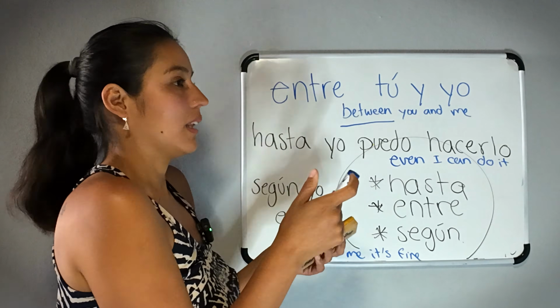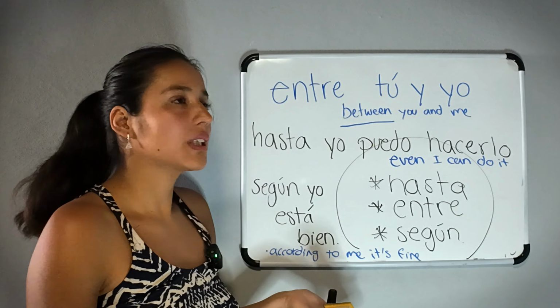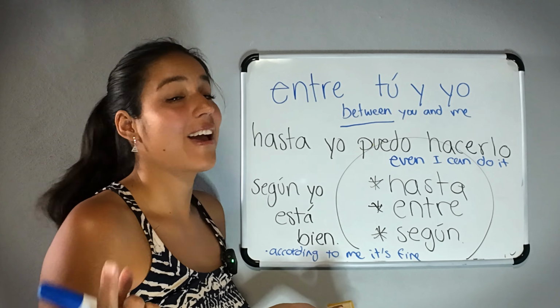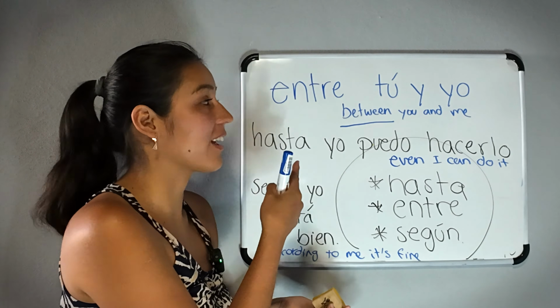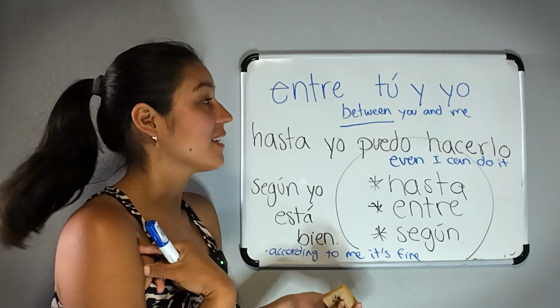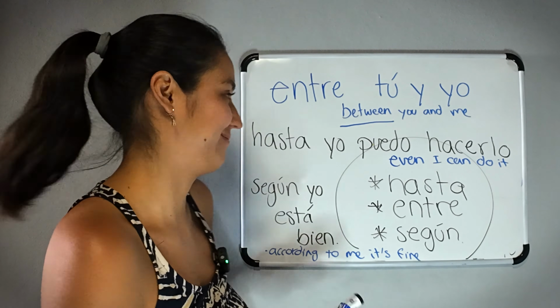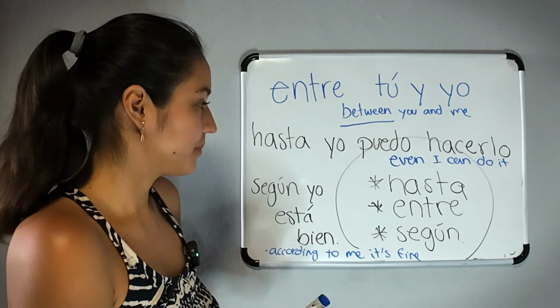Okay, so let's say that I told something to my sister and I don't want anyone else to know. So I can tell her, esto es entre tú y yo. So this is between you and me, okay? Don't tell anyone. Siguiente.